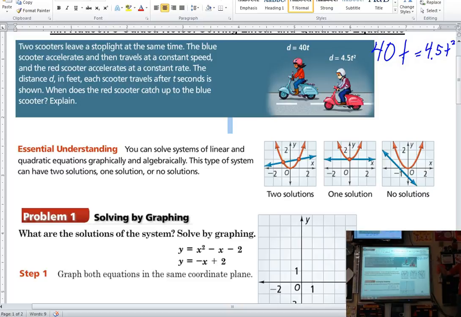If they're at the same location, the distance they've traveled has to be equal. So set their distances equal to each other, and let's solve. If I have 40t equal to 4.5t squared, what could I do to start solving?